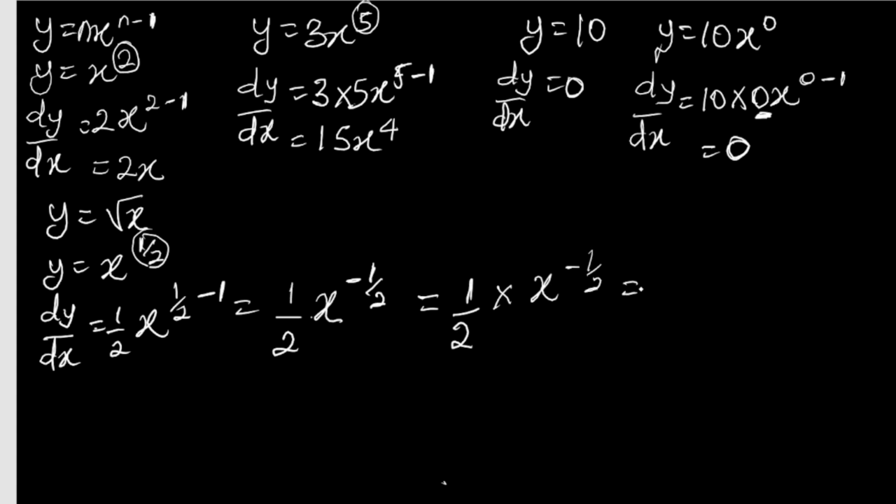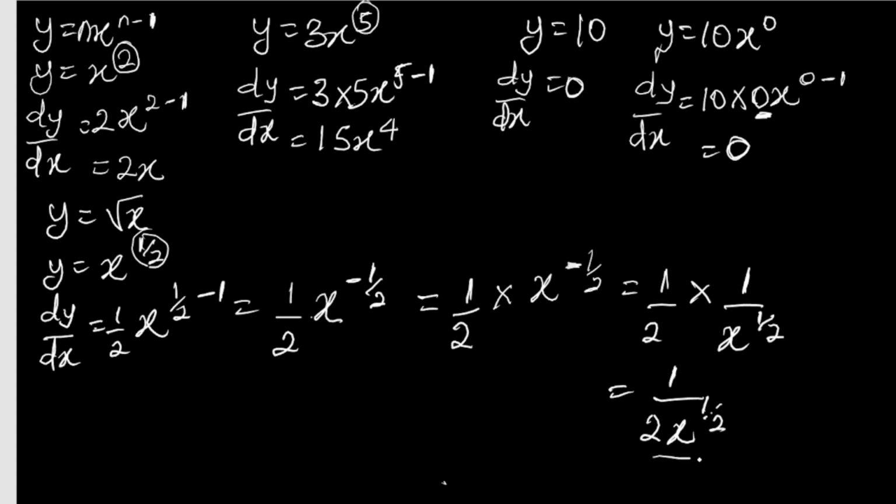Which can still be rewritten as 1 over 2 multiplied by 1 over x raised to the power of 1 over 2. That is the reciprocal of that. The reason why we did this was to remove the negative sign there. All right, so we can definitely have our final answer to be 1 over 2 times x raised to the power 1 over 2, in the denominator. I hope you understand that.